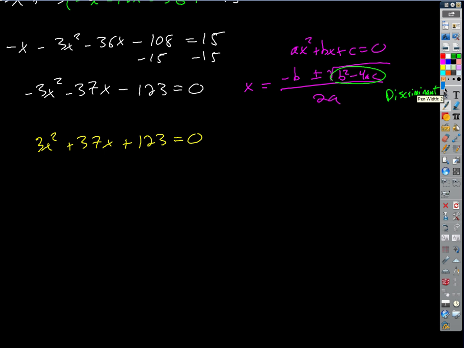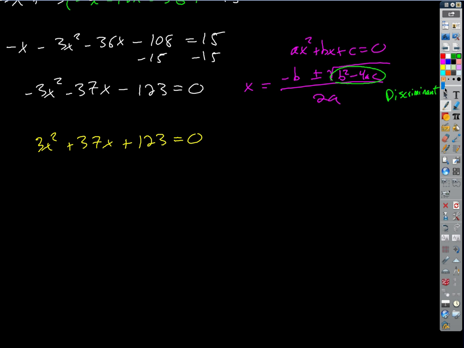Well, let's think about this. b squared minus 4ac. b is 37. So 37 squared is going to be a little less than 1,500. So what about 4 times a times c? 4 times a, that's 12, times 123. Think about that. 12 times 123. If we do the math on that, what are we going to get?